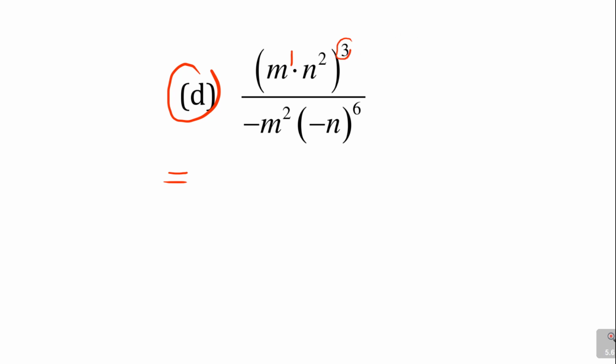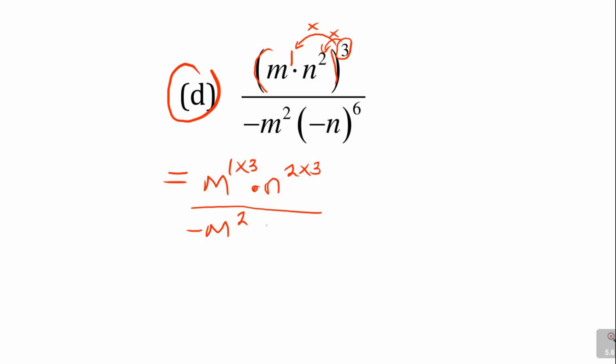Okay, if you tried it like that, this one, there it was multiplying, there it was multiplying because of this bracket. So you had m to the power of 1 times 3, and n to the power of 2 times 3. Now let's go to the bottom. What did you get? The first one, nothing. It's minus m squared. Then look at this bracket.